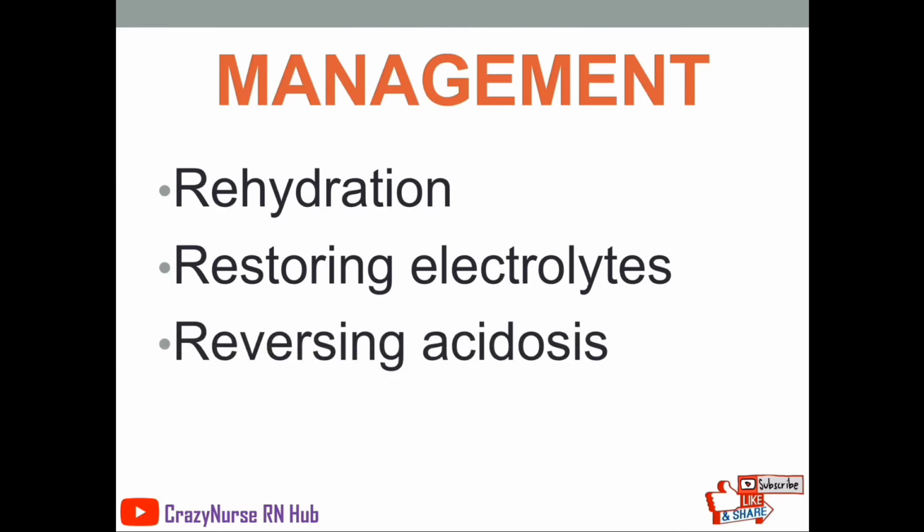We also have reversing acidosis. Ketone bodies, which are acidic in nature, accumulate as a result of fat breakdown. The acidosis that occurs in DKA is reversed with insulin, which inhibits fat breakdown, thereby ending ketone production and acid buildup.